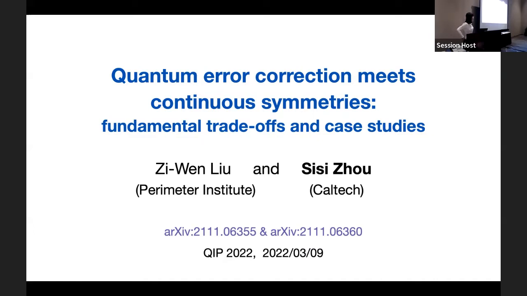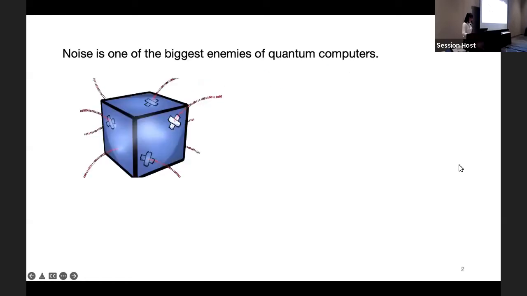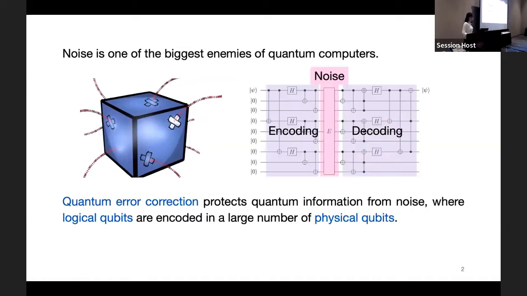Okay, so hello everyone. Today I'm going to talk about the trade-off between quantum error correction and continuous symmetries. This is joint work with Zi-Wen from Perimeter Institute. So we all know that noise is one of the biggest obstacles in building real-life quantum computers. And that's why we need quantum error correction, which is an important tool to protect quantum information from quantum noise.